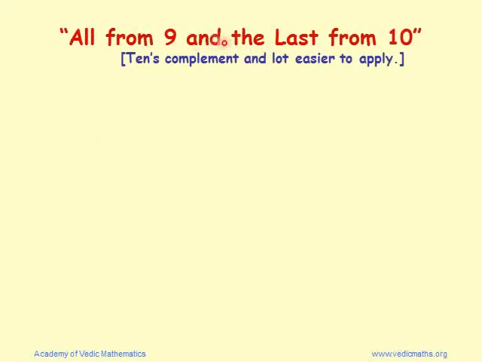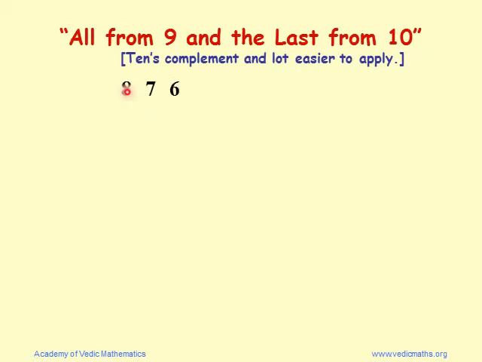All from 9 and the last from 10 is the main sutra used in subtraction. All from 9 and the last from 10 is the tens complement, and in my opinion the sutra is a lot easier to apply than the tens complement is. Alright, let's see what we mean by all from 9 and the last from 10.